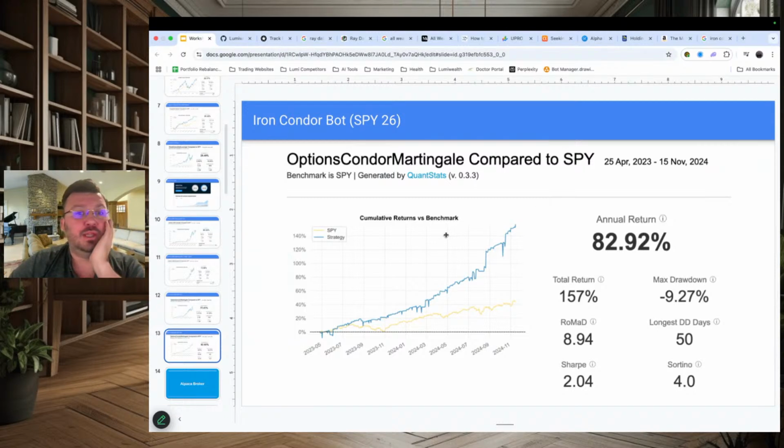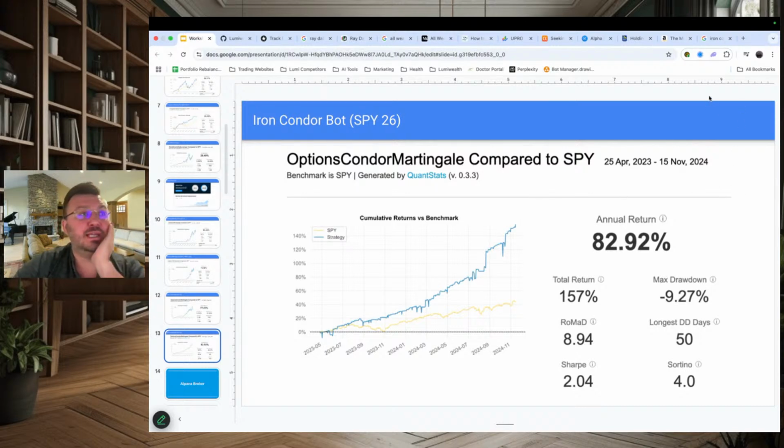But we did that with Iron Condor, and that's why we got this very nice and stable looking graph, because every time we lose, we just put more money in, and then when we eventually win, it pops back up again. So you see these little dips and then right back up again. So it's a very stable up and to the right graph.